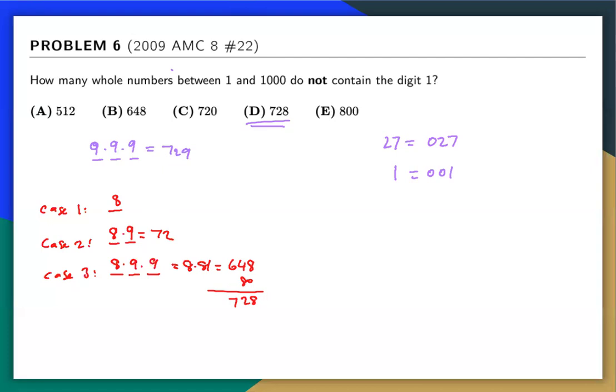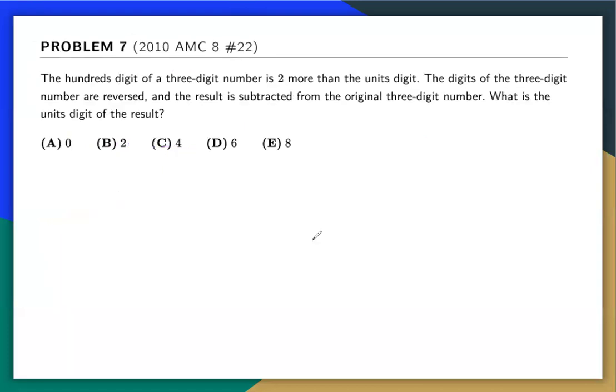Let's see number 7. The hundreds digit of a three-digit number is 2 more than the units digit, which is the ones digit. The digits of the three-digit number are reversed, and the result is subtracted from the original three-digit number. What is the units digit of the result? There's no really concrete information other than one digit being 2 more than the other, so if you're not sure what to do, you can start by exploring.